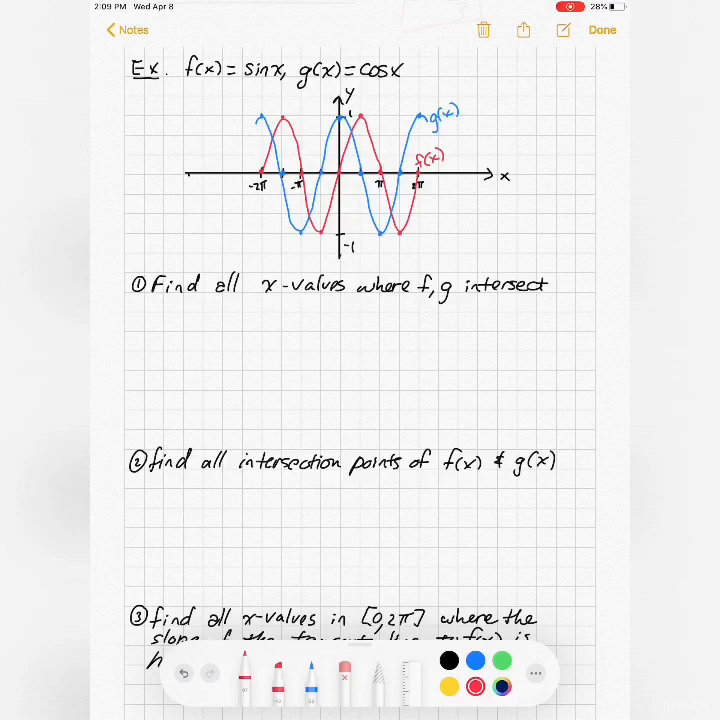So with this guy, I have the functions f of x is sine x, g of x is cosine x. I've actually already graphed these. Okay, so I have to find the x values where f and g intersect. In other words, where is f of x equal to g of x? Let me set the two functions equal then.